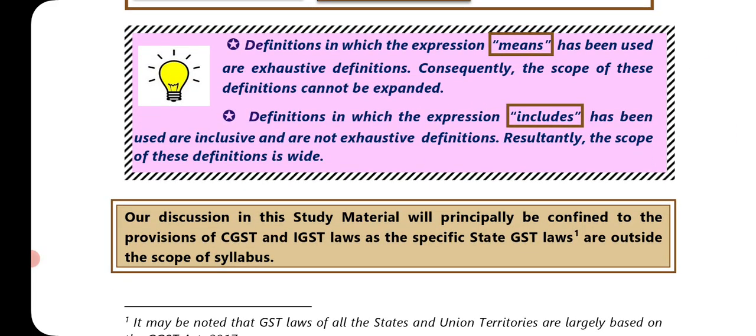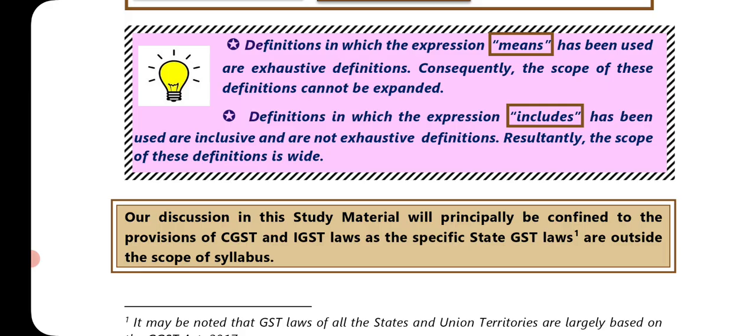Definitions in which the expression 'means' has been used are exhaustive definitions, and consequently the scope of the definition cannot be expanded. Definitions in which the expression 'includes' has been used are inclusive and are not exhaustive. Resultantly, the scope of such a definition is wide. Means what? Wherever the word 'means' is used, that is the complete definition. That means whatever is mentioned there is the part of your definition. But wherever the word 'include' is used, it can include further things which are not defined here.